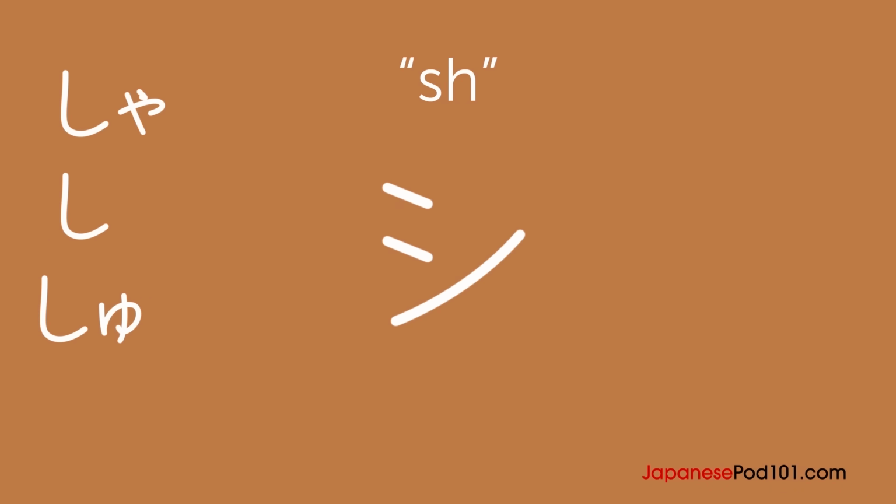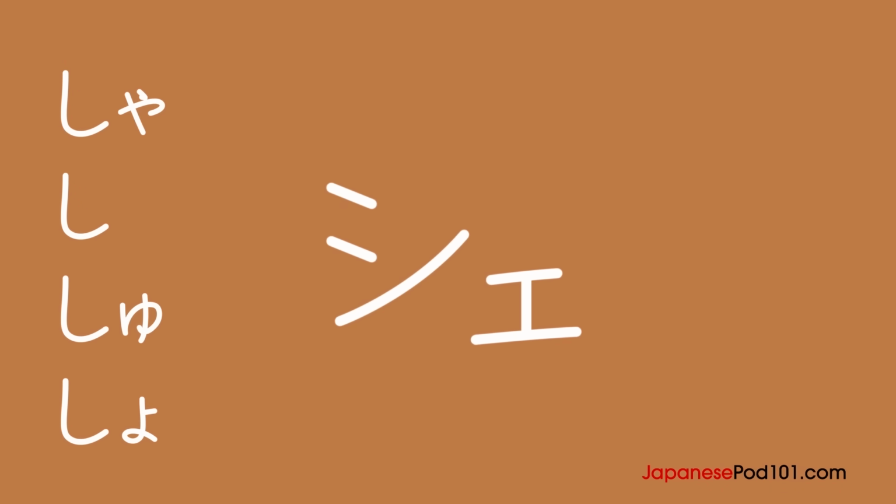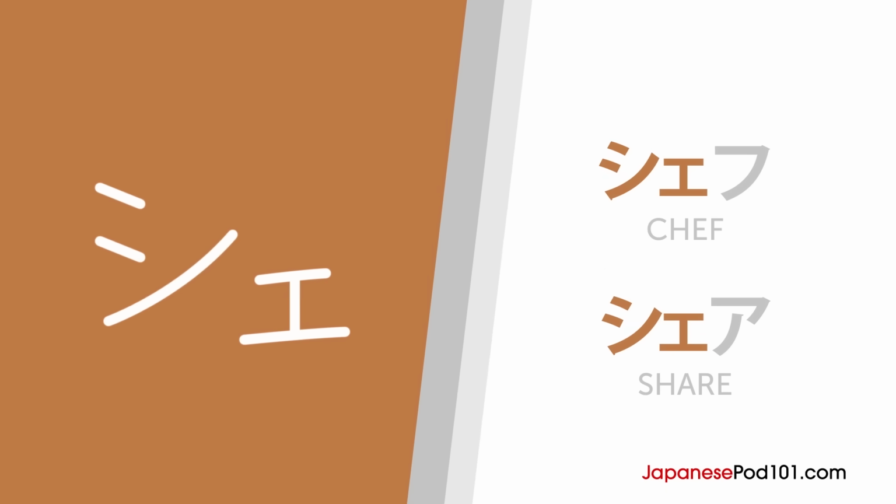Shi is the only Japanese character that produces the SH sound. And the only original Japanese syllable sounds available are sha, shi, shu, and sho. The digraph she is then created by adding a small katakana e to shi. This enables Japanese people to say words like chef and share.